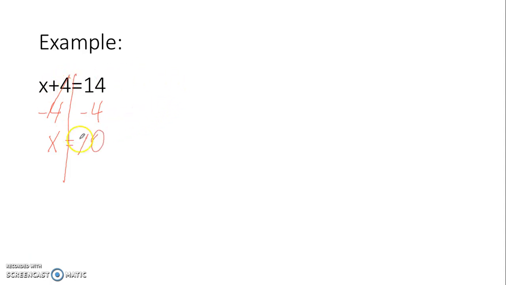Let's check our work, so we're plugging in x equals 10 to the original equation. So we have 10 plus 4 is equal to 14. When you add 10 plus 4, you get 14. And yes, that equals 14. So we know that x is equal to 10.